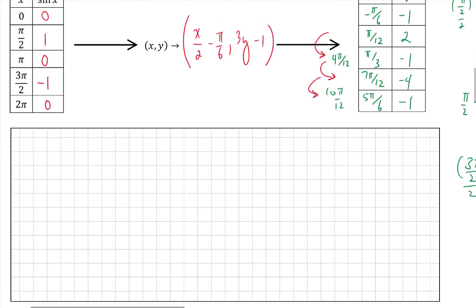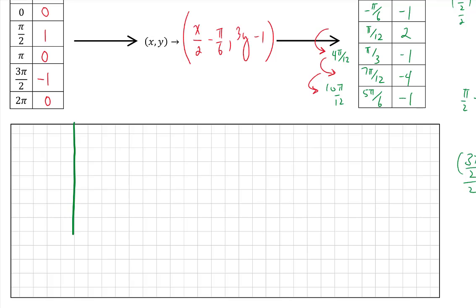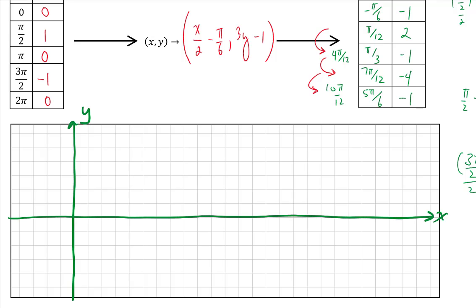So last step is to graph this function. So here's my y-axis, and here is my x-axis. First thing is to start with your first point, negative pi over 6. So you need to decide on a scale. I'm going to count by pi over 12s.